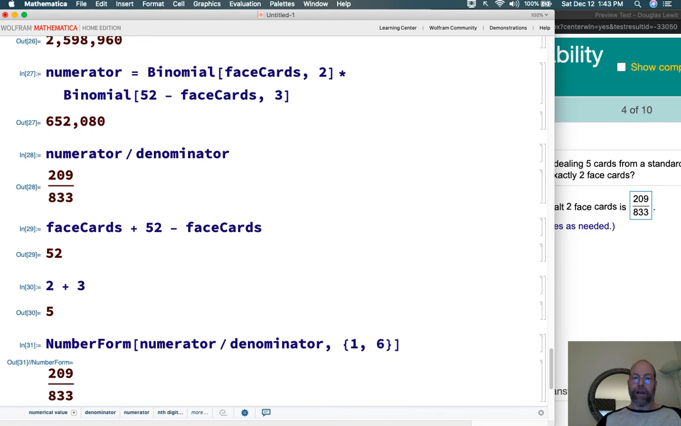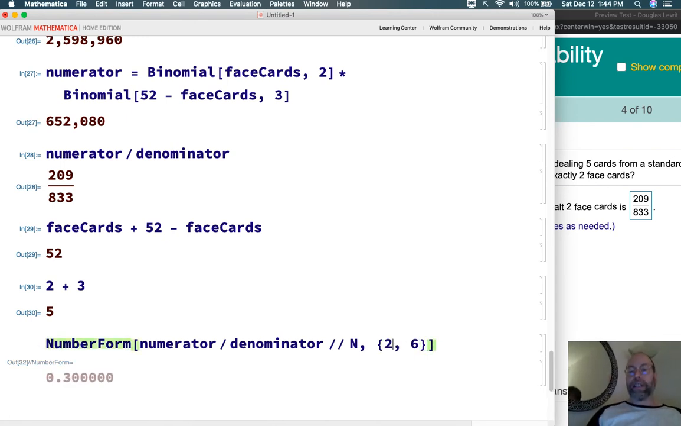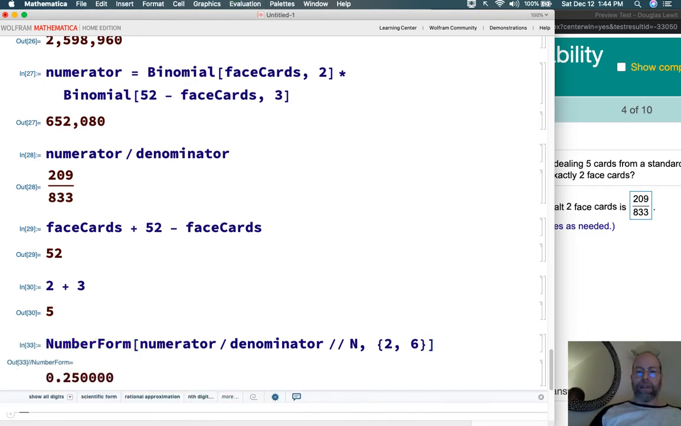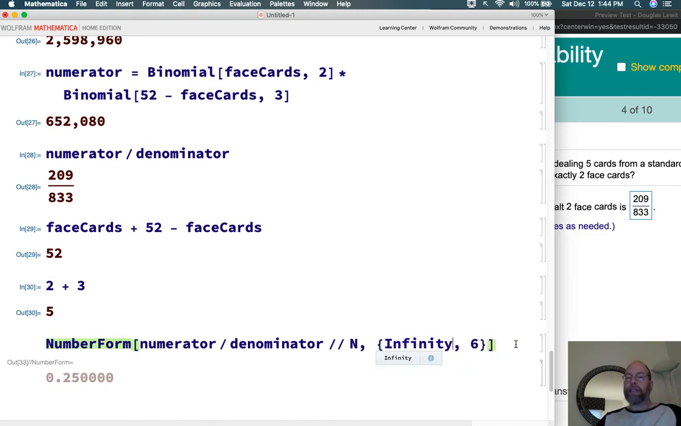Sorry about that. I want one significant digit in my decimal approximation. Or for example, I could say two significant digits. But actually I want all of them. So if you're not going to limit the number of significant digits, then the safe thing to do is to simply enter the option infinity, which simply means give me as many significant digits as possible.